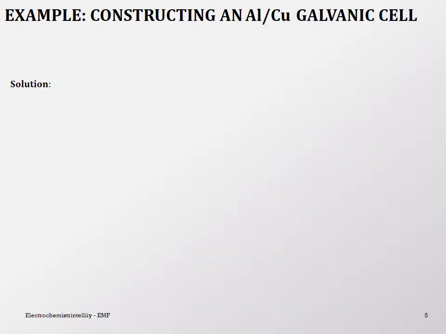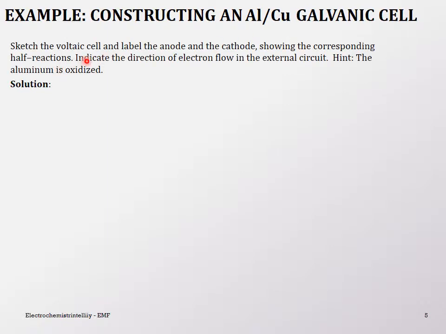So let's look at now how to make a galvanic cell. In this one, we'll be making one from aluminum and copper. So our question is, sketch the voltaic cell and label the anode and the cathode, showing the corresponding half reactions. Indicate the direction of electron flow in the external circuit. And then the hint here is that the aluminum is being oxidized, which means aluminum is losing electrons, which means aluminum is your anode. Even otherwise, eventually you're going to learn that when you write something like the aluminum copper galvanic cell or electrochemical cell, aluminum, the first element, whatever it is, that's going to be your anode. Okay, that's your starting point.